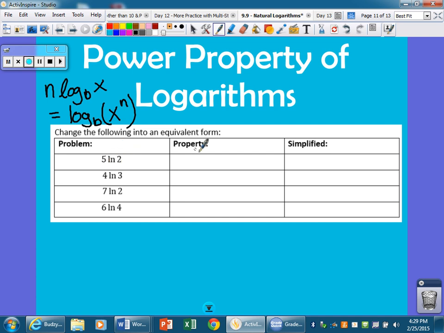So the first thing I want to do is use this property to change it from this form to this form. Okay, so to do that I do ln 2 to the 5th. Notice 5 is a superscript. Okay, so now I have to think, what is 2 to the 5th? Oh, it's 32. So it's ln 32. So now you can try the rest of those.